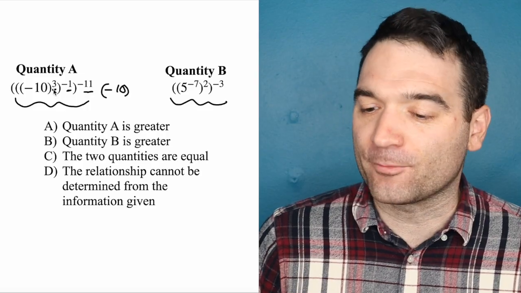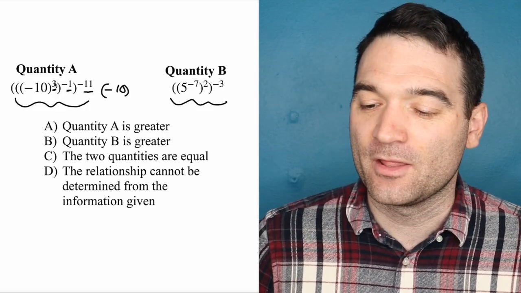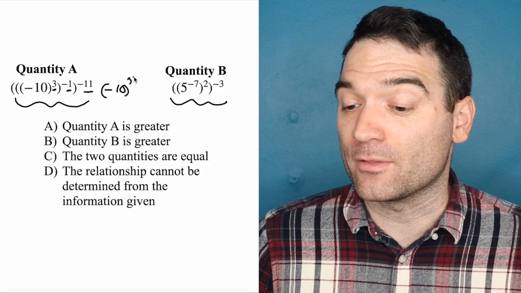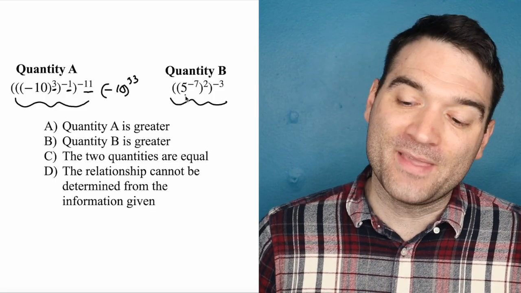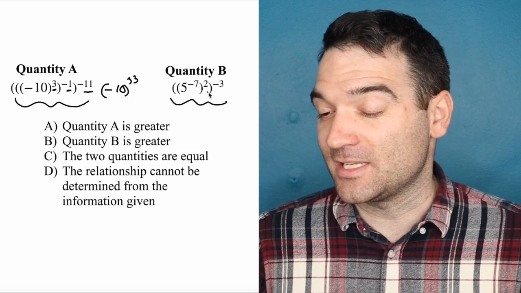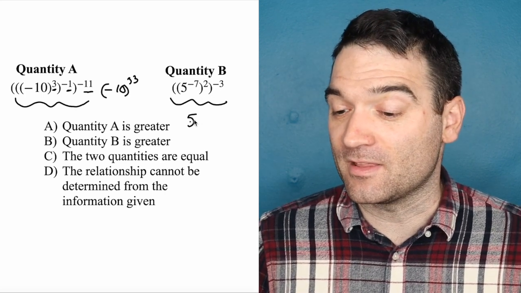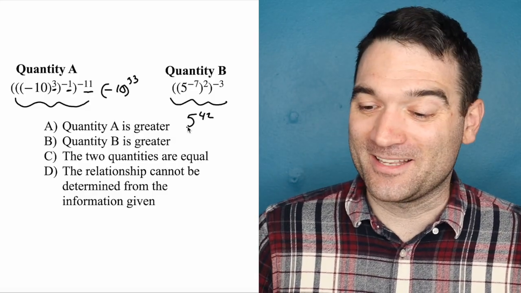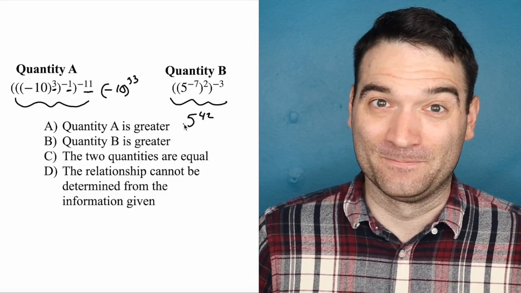raised to the power of 3 times negative 1 times negative 11, which is positive 33. And quantity B becomes 5 to the power of, what is that? Negative 7 times 2 times negative 3 becomes 5 to the power of positive 42. Well, you might be looking at these numbers and saying, game over. Here's why.